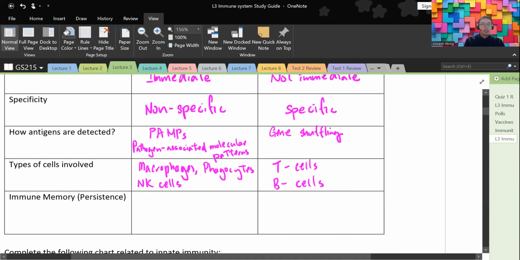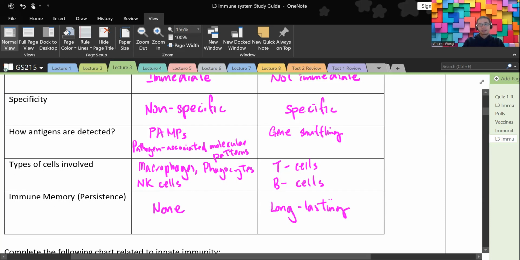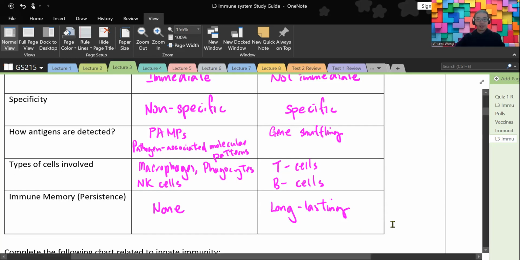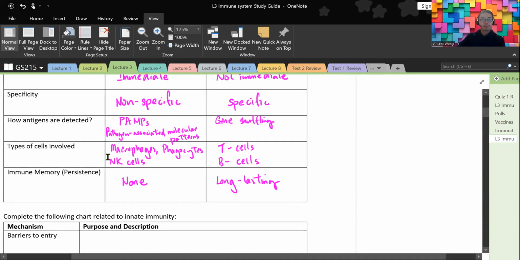Innate immune memory, none. And for the adaptive immunity, it is long lasting. If you fought off chickenpox when you were young, you will have a copy of those B cells and T cells circulating in your system right now. That's why you don't get it again. So there you have it. Hopefully that makes more sense. Sorry about the confusion again.